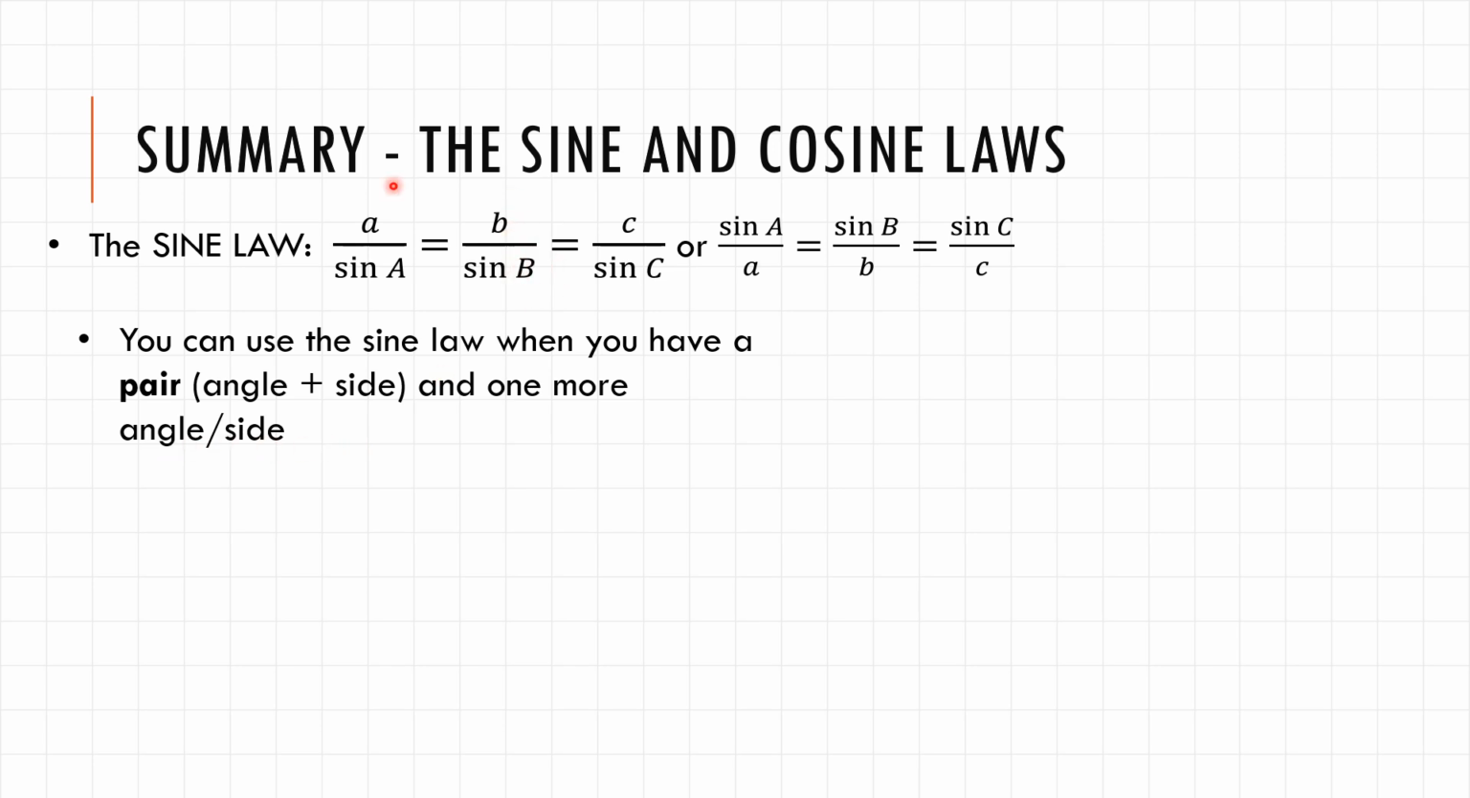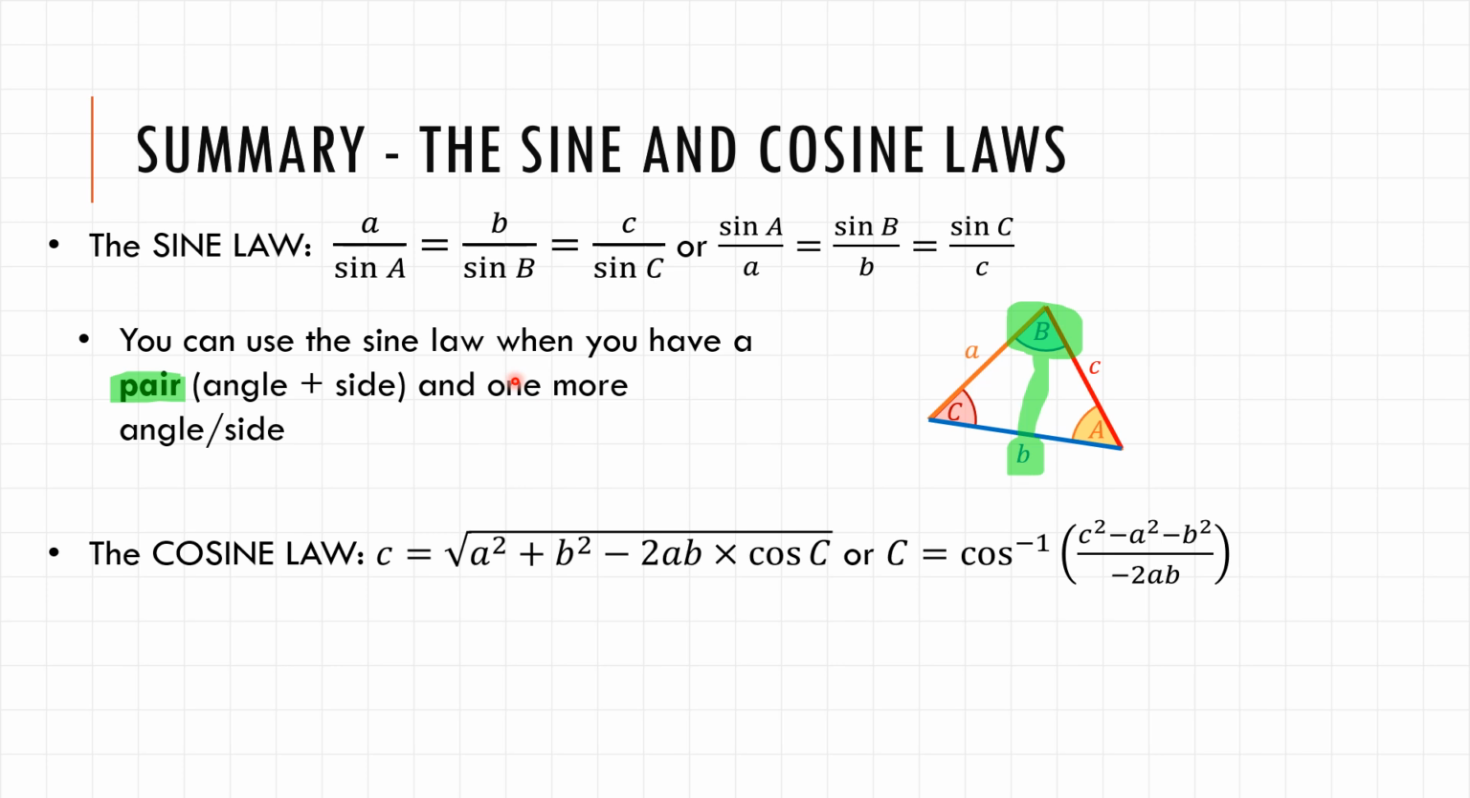So if you have another angle, then you would use this version of the sine law, because the only thing that you wouldn't know is the side length. If you have another side length, then you would use this version of the sine law, because you would just need to isolate the angle measure. So if this was your triangle and you had a pair, that would be your clue that you need to use the sine law.